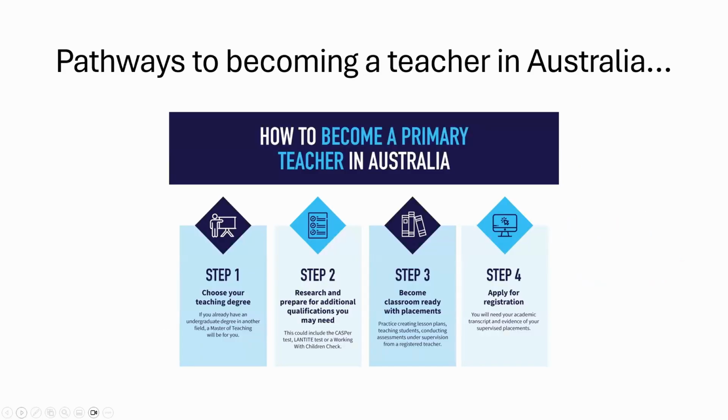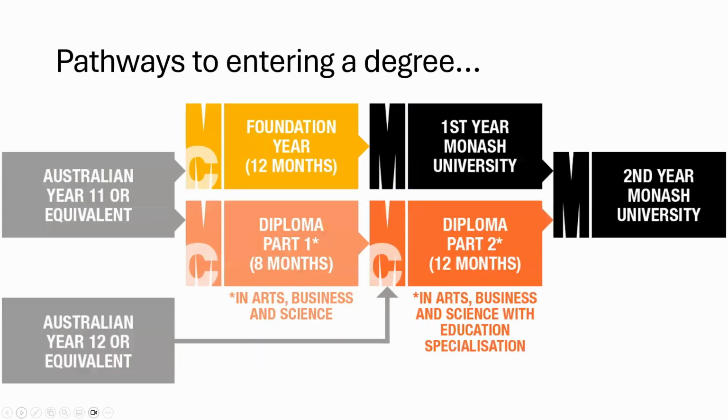So for the context of the study, we're talking about the pathways to becoming a teacher in Australia. Like lots of parts around the world, you're expected to go off and get a degree. In Australia, we've got a lot of extra additional qualifications to do with literacy levels, working with children's checks, and then going through placements and then applying for registration. So fairly standard practices. But to get into the degree, we've also got a lot of pathways programs.